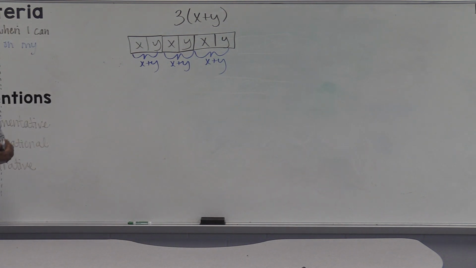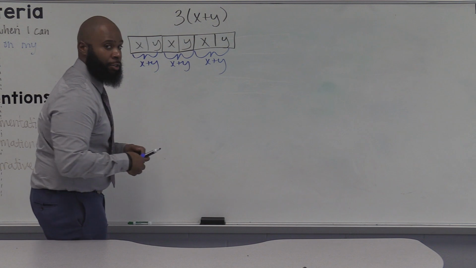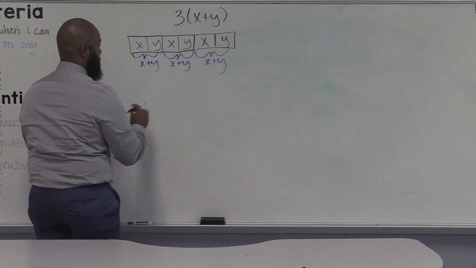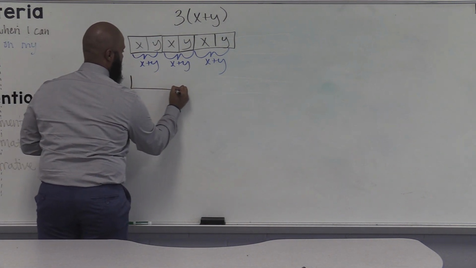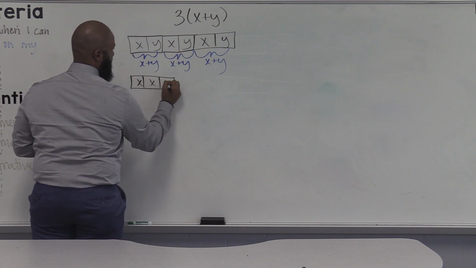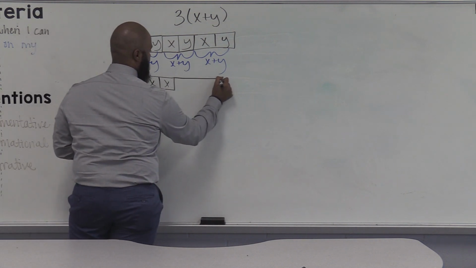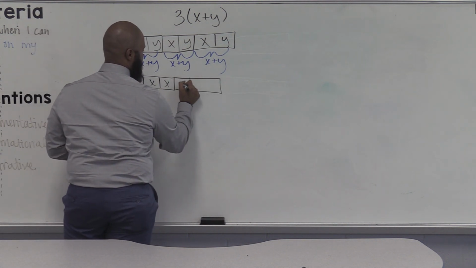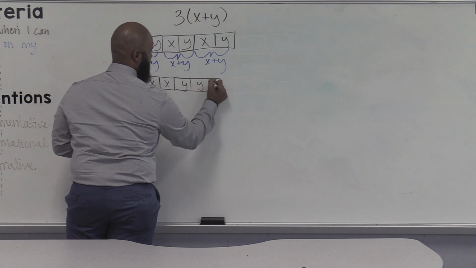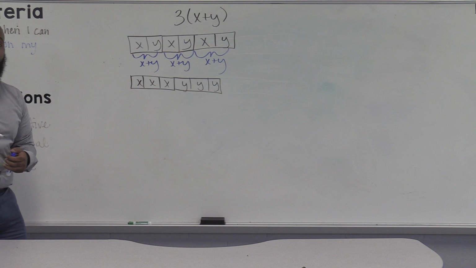So now that I know that, I can start rearranging so I can start combining my like terms. So I'm going to rearrange to show all my x's together. Then I'm going to rearrange to show all my y's together. So now I can start combining my like terms.